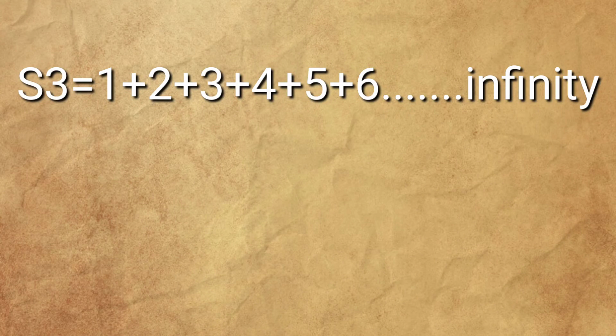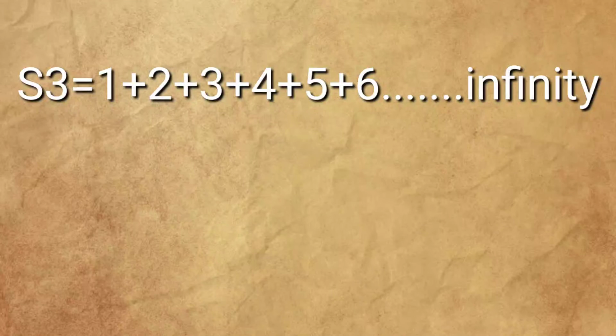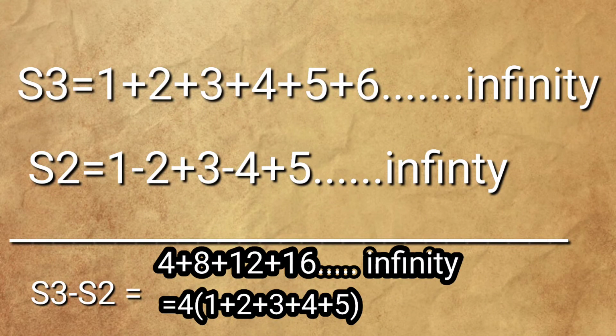Now once again, let's take another series S3, which is 1 plus 2 plus 3, that is the sum of all natural numbers to infinity. Now let's take S3 and S2 and subtract them, so we are doing S3 minus S2. When we do that, we get 4 plus 8 plus 12 plus 16 to infinity. If we observe, they are the multiples of 4. So we can write it with 4 as common, and then in brackets we get 1 plus 2 plus 3 plus 4 plus 5 like that to infinity.